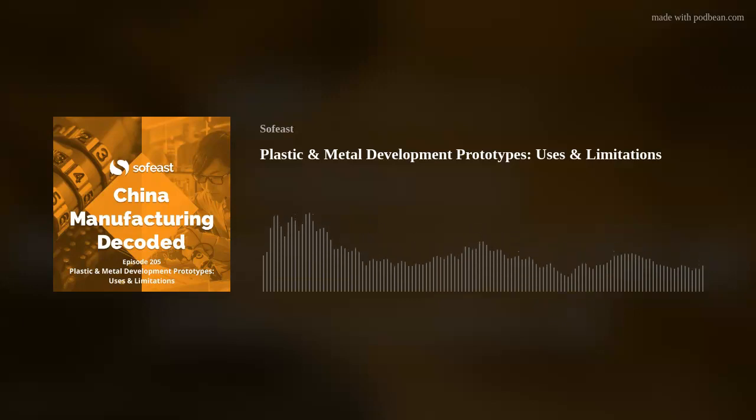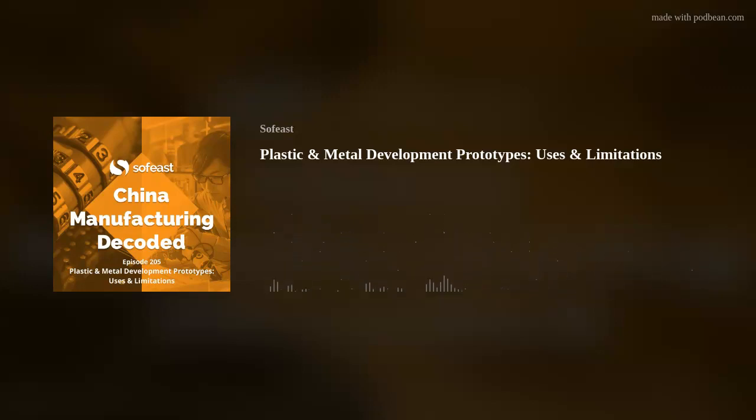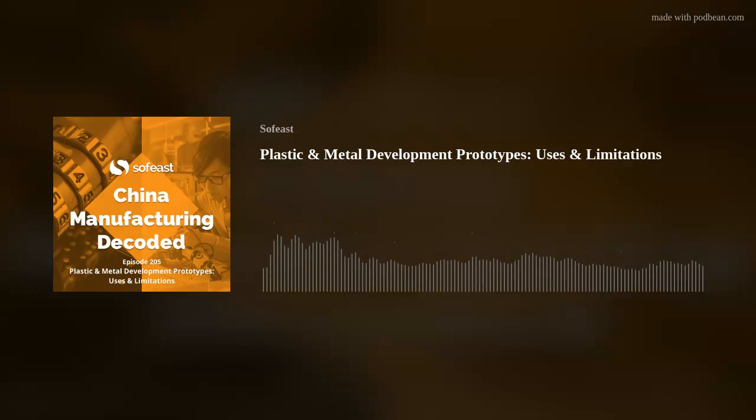So 0.1, 0.2 millimeters, which is quite small. And that's pretty good. However, that's not as tight, or it's not as small as what you would expect from the production injection molded parts. So again, limitations on what we can expect from our 3D printed plastic components. And another one is high resolution, high finish.